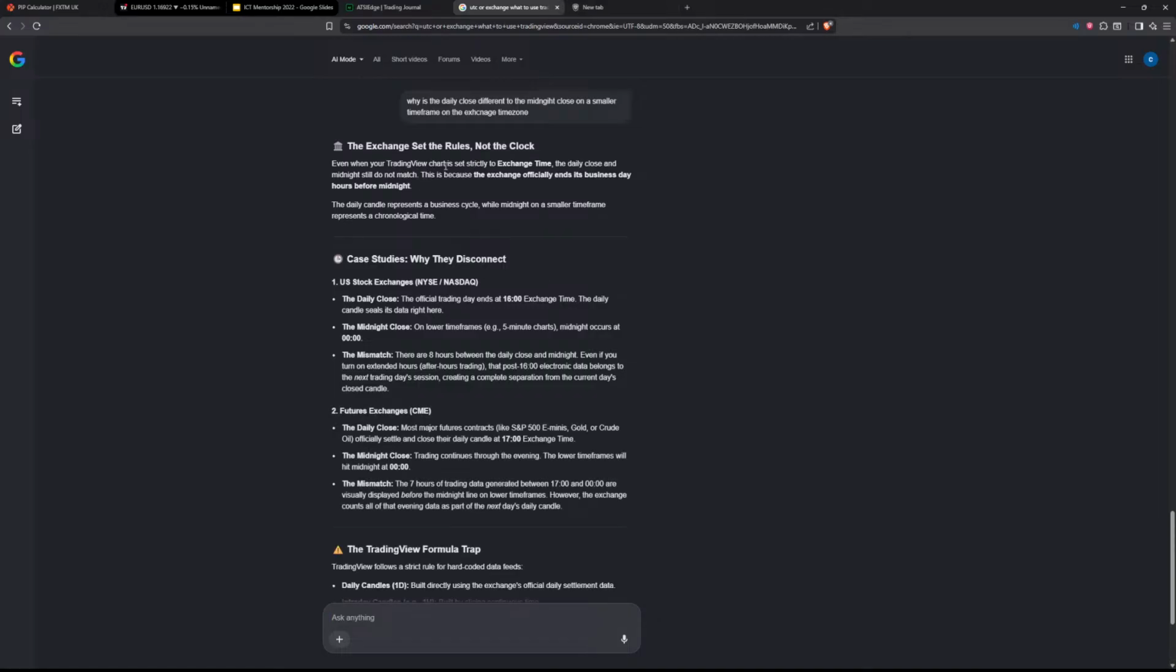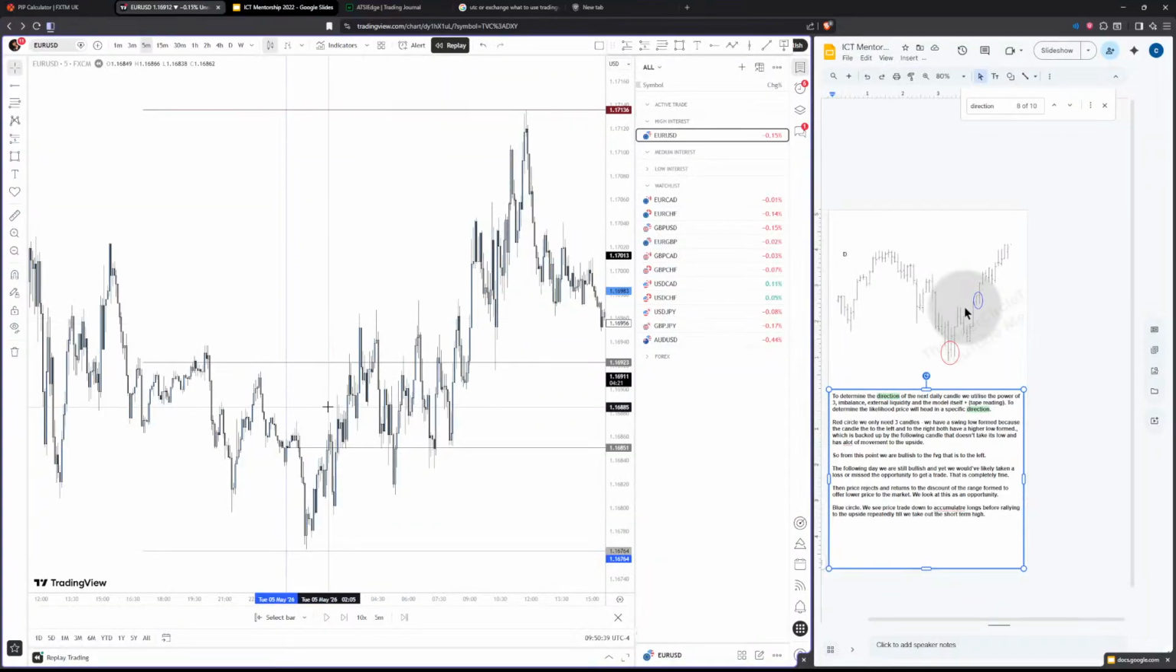Even when your TradingView chart is set to exchange time, the daily close and midnight do not match because it officially ends the day before midnight. Business sequence, chronological time. So this should be 4 p.m. What day? Tuesday, right? Wait.